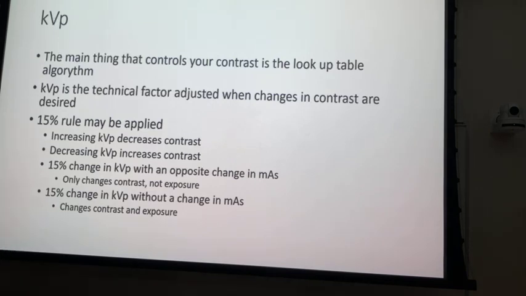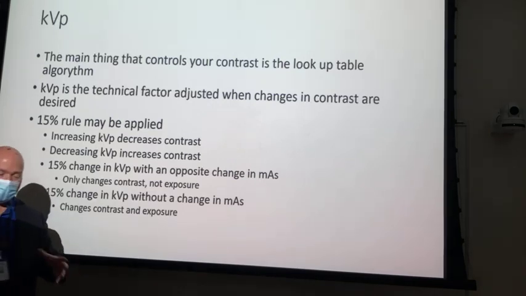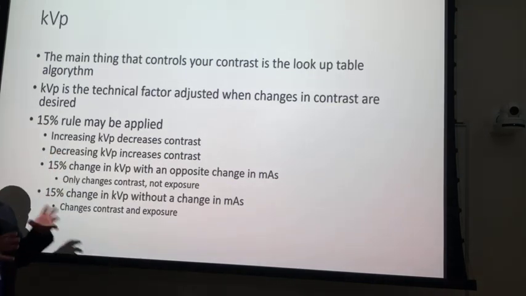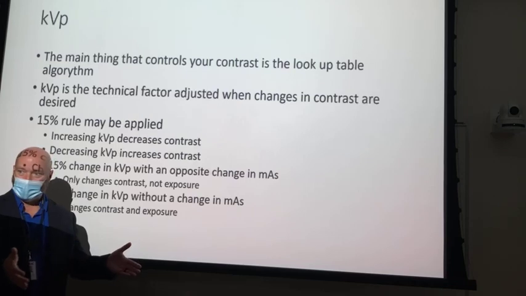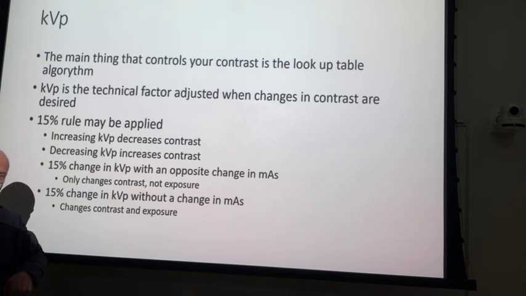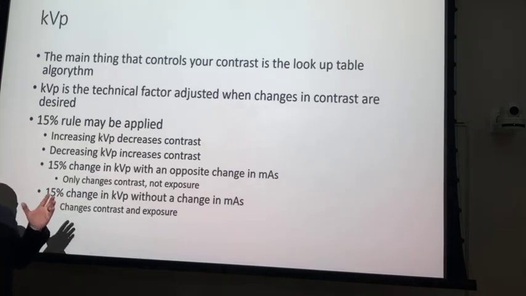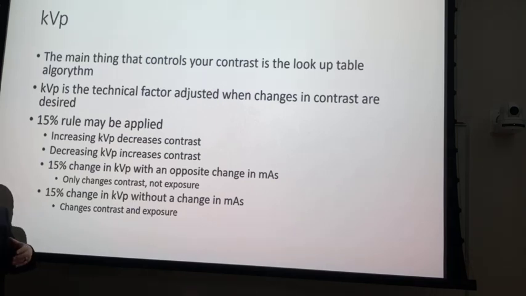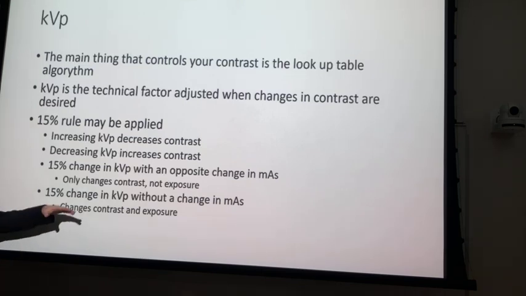So when you get to these questions, just take them one thing at a time. If you read the whole thing, you're going to get confused. Start with kVp. What does kVp affect? It affects contrast. As kVp goes up, contrast goes down. As kVp goes down, contrast goes up. So fix your kVp before you move on to your exposure. Take them one step at a time. A 15% change in kVp with an opposite change in mAs only affects contrast but not exposure. A 15% change in kVp without a change in mAs changes contrast and exposure.